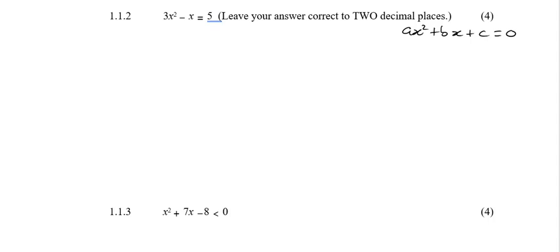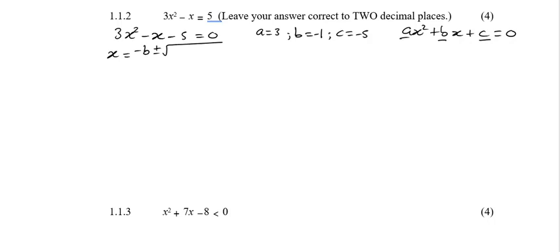Then I will use the quadratic formula by knowing the values of a, b and c. So I transpose 5 to the left hand side and get negative 5 equals 0. Then my a in this case is equal to 3, my b is equal to negative 1 which is the coefficient of x, and my c is equal to negative 5. Now you'll be given a formula sheet with the quadratic formula: x is equal to minus b plus or minus square root of b squared minus 4ac, all divided by 2a.